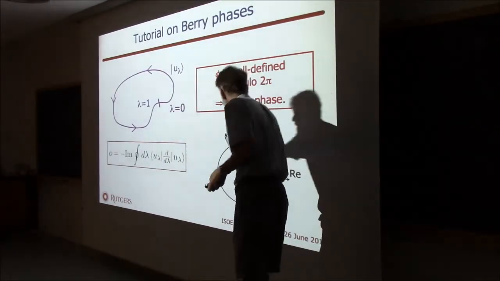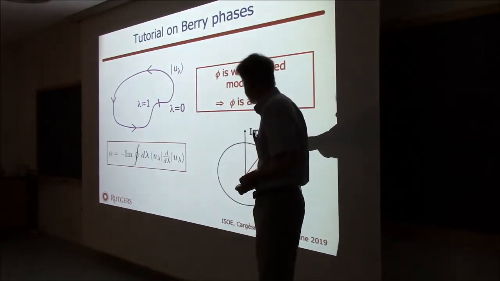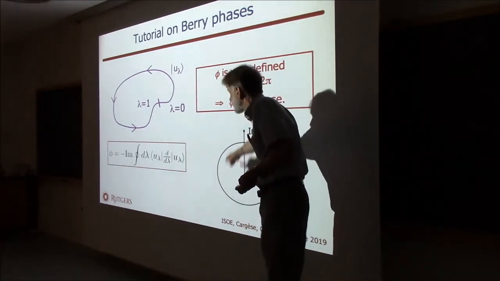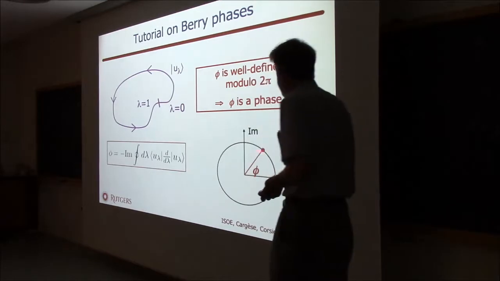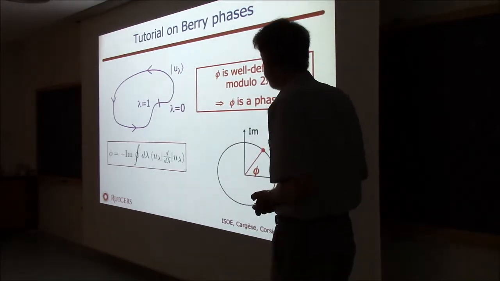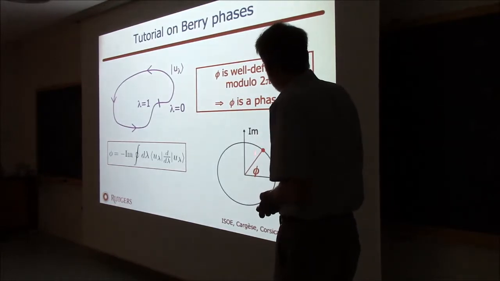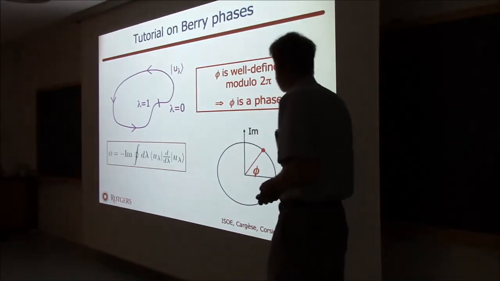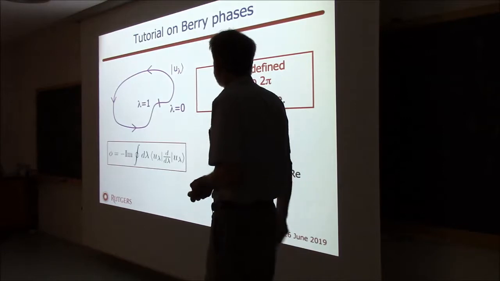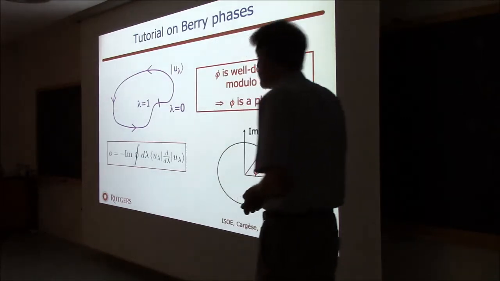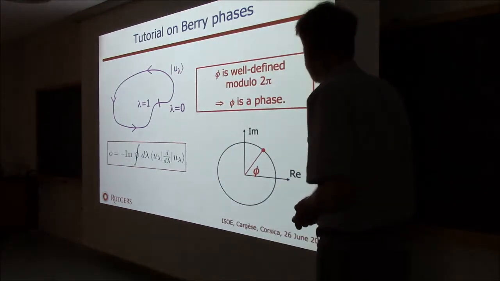If I think of the phase as just telling me a point on the unit circle in the complex plane where this phase is located, then any choice of beta will give me the same point. And I really want to think of this point on the unit circle as the meaning of what the Berry phase is. Okay? So this is a little piece of mathematics.